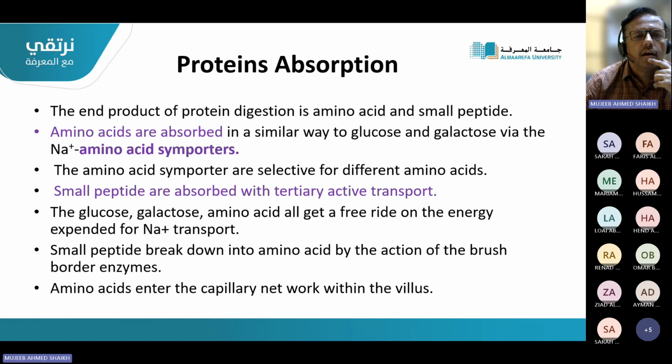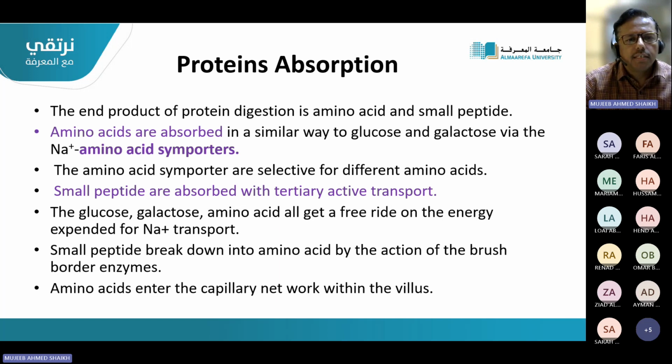OK. How are proteins absorbed? Proteins are also absorbed by secondary active transport or by tertiary active transport. Secondary or tertiary active transport. So amino acids are absorbed and small peptides are also absorbed. How are these amino acids selectively absorbed? There are different channels and importers for a special type of amino acids. So one group of amino acids will use one type of transporter.